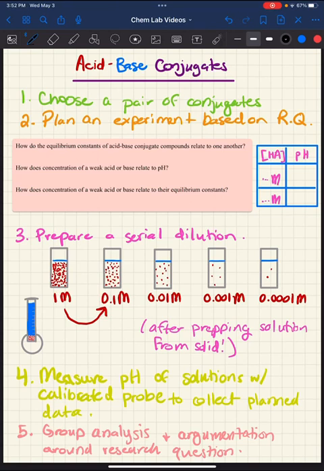You'll need to, for instance, calculate what mass to weigh out to prepare your solution from the solid, because everyone will be working with one already prepared solution of one of the conjugates and a solid of the other conjugate. So after that, you will actually carry out your experiment, and that will involve a couple of things. First of all, preparing that solution like we already mentioned, so your stock solution. And then you will use it to make a serial dilution.